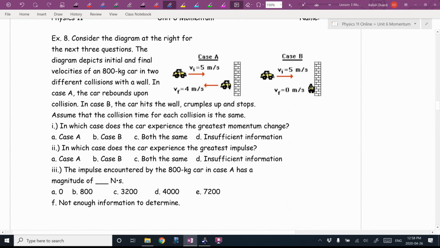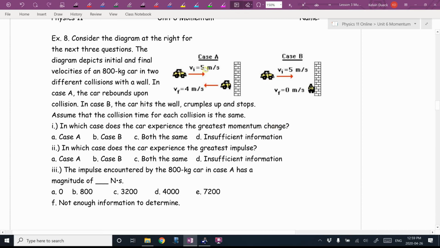Example 8 says, consider the diagram at the right for the next 3 questions. The diagram depicts the initial and final velocities of an 800 kilogram car, so the car is identical for both case A and case B. In case A, the car rebounds after the collision. In case B, the car hits the wall, crumples up, and stops. If we assume that the collision time for each collision is the same, which case does the car experience the greatest momentum change?